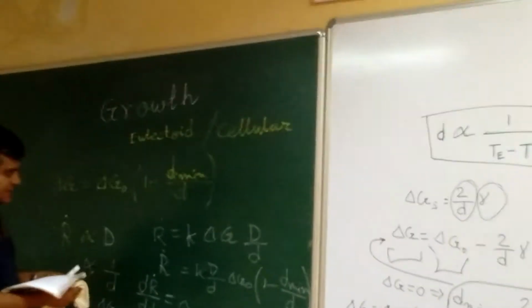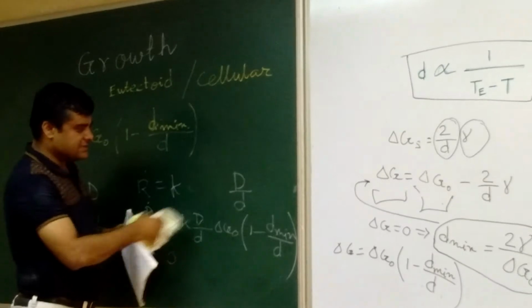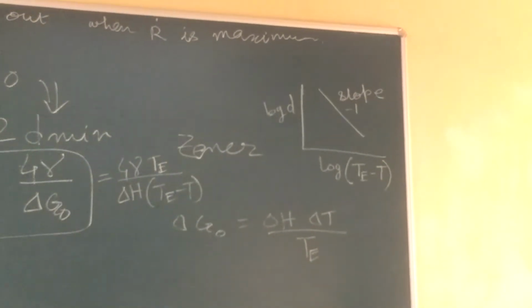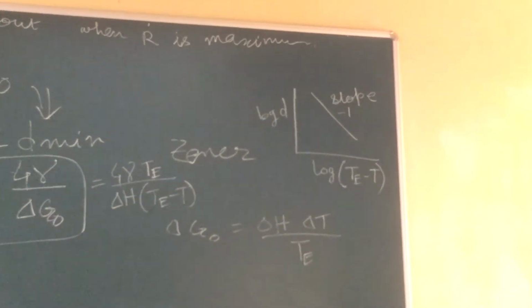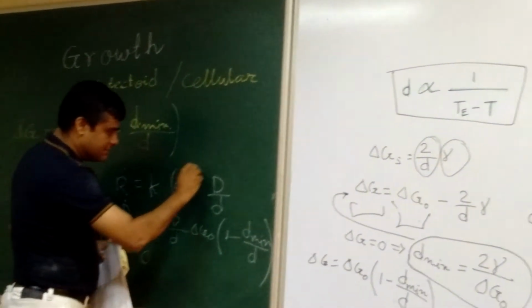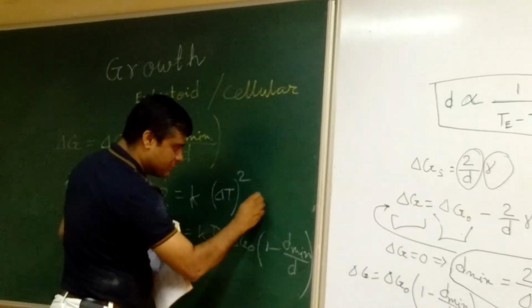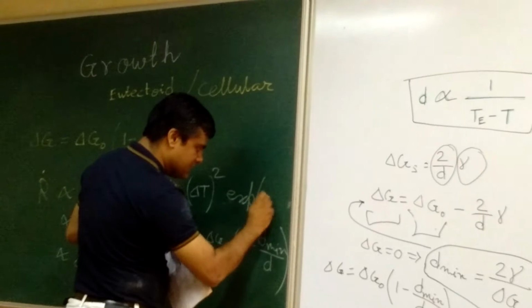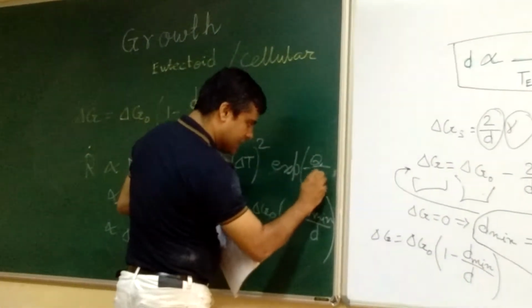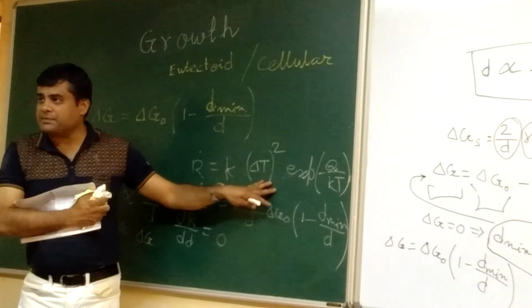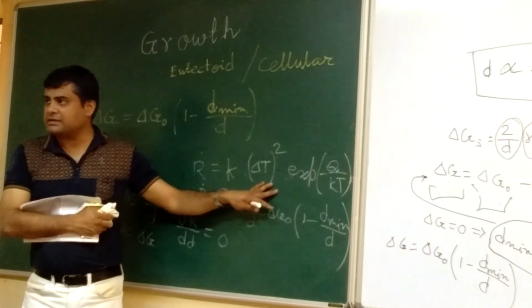Your delta G is proportional to delta T, and 1 by D is also proportional to delta T. So it is delta T squared, and D is D naught exponential of minus activation barrier over kT. So R dot actually is a function of temperature like this. You understood this delta T squared part?